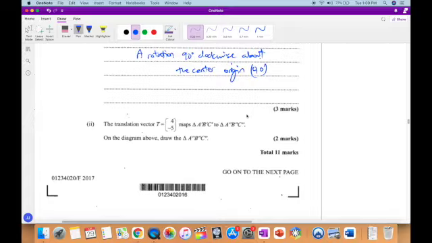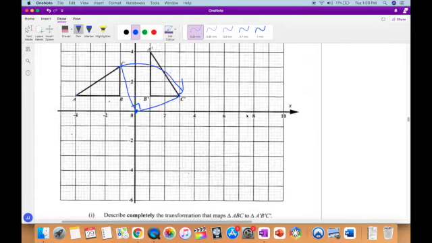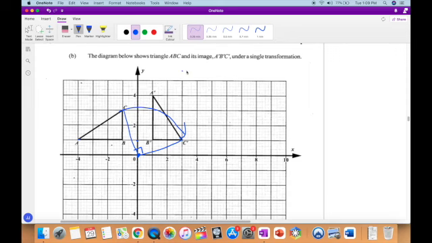Translation vector 4, -5 maps triangle A'B'C' to triangle A''B''C''. On the diagram below, draw the double primes. So t is equal to 4, -5, right? What we're doing is taking this prime and mapping it to the double prime.